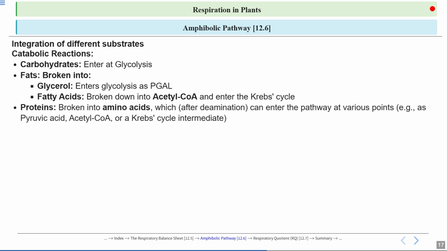Proteins are first broken down into amino acids. Amino acids are the building blocks of proteins, and after deamination, they can enter the pathway at various points. For example, they can enter as pyruvic acid, at the acetyl coenzyme A level, or as a Krebs cycle intermediate. So different substrates can enter the pathway at different levels.